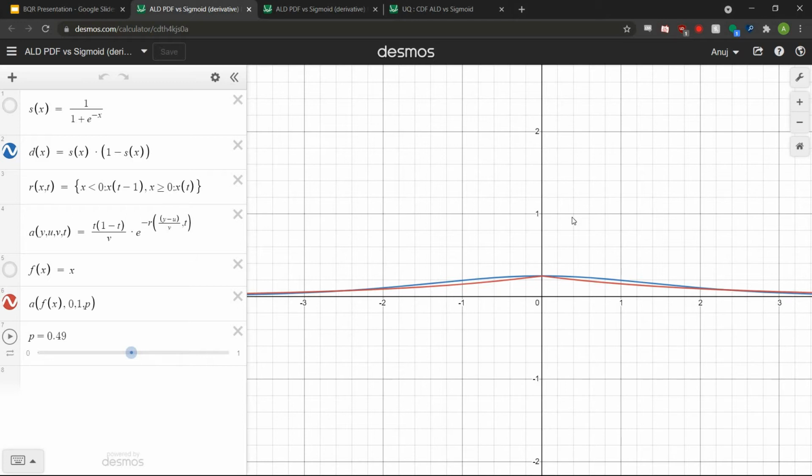So the blue curve over here is the derivative of sigmoid, and this red curve here is the asymmetric Laplace distribution, or density. And as I move this control parameter, it's called P here, please ignore it, it's referred to as tau. I haven't used T because it's been used elsewhere. But as you move the slider, you can see that what it really does is it controls the area under the curve, or what percentage of the curve actually lies to the left-hand side of 0 and what lies to the right-hand side of 0.